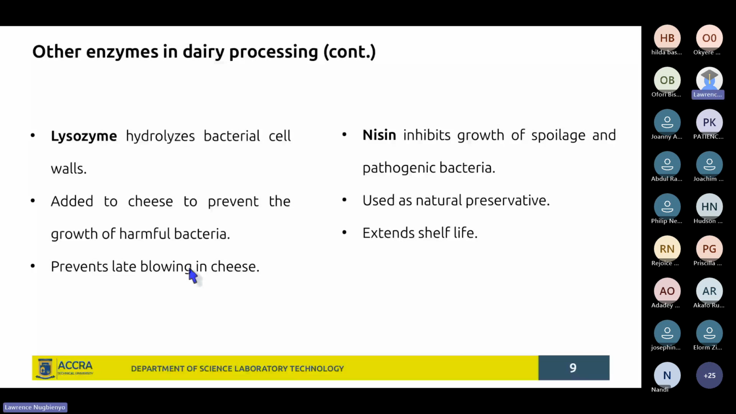Nisin is another one, which also is used as a natural preservative. So you see, instead of using chemical preservatives, you have the addition of these enzymes that will extend the shelf life of the product. For instance, nisin inhibits bacteria which cause spoilage of food.